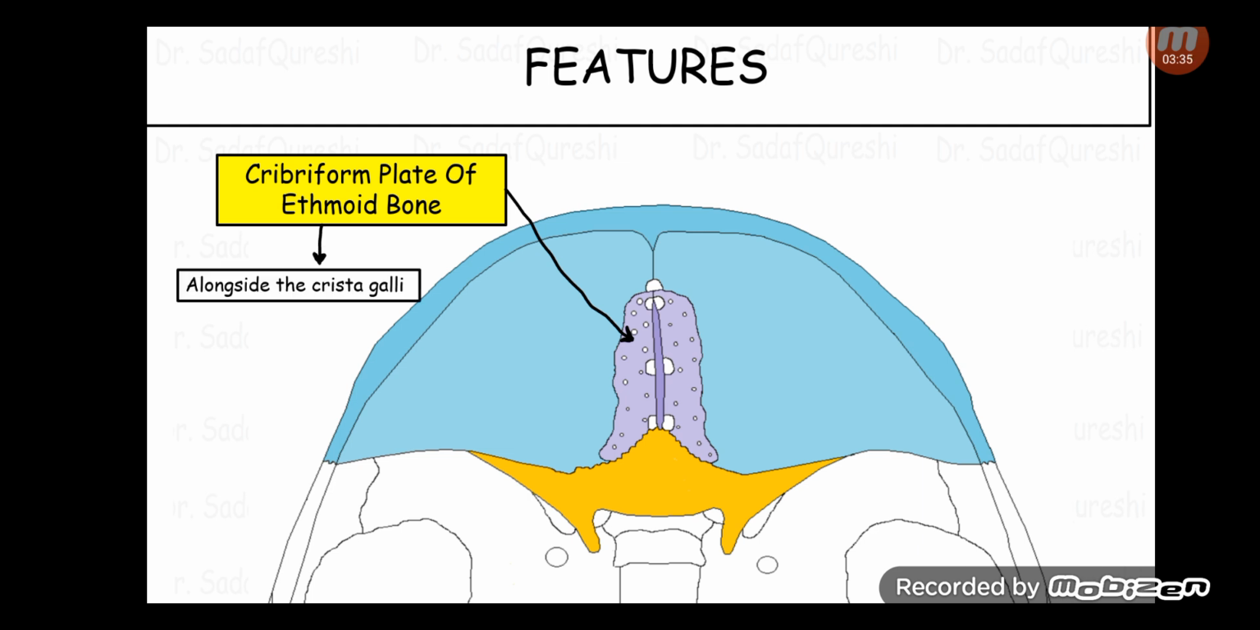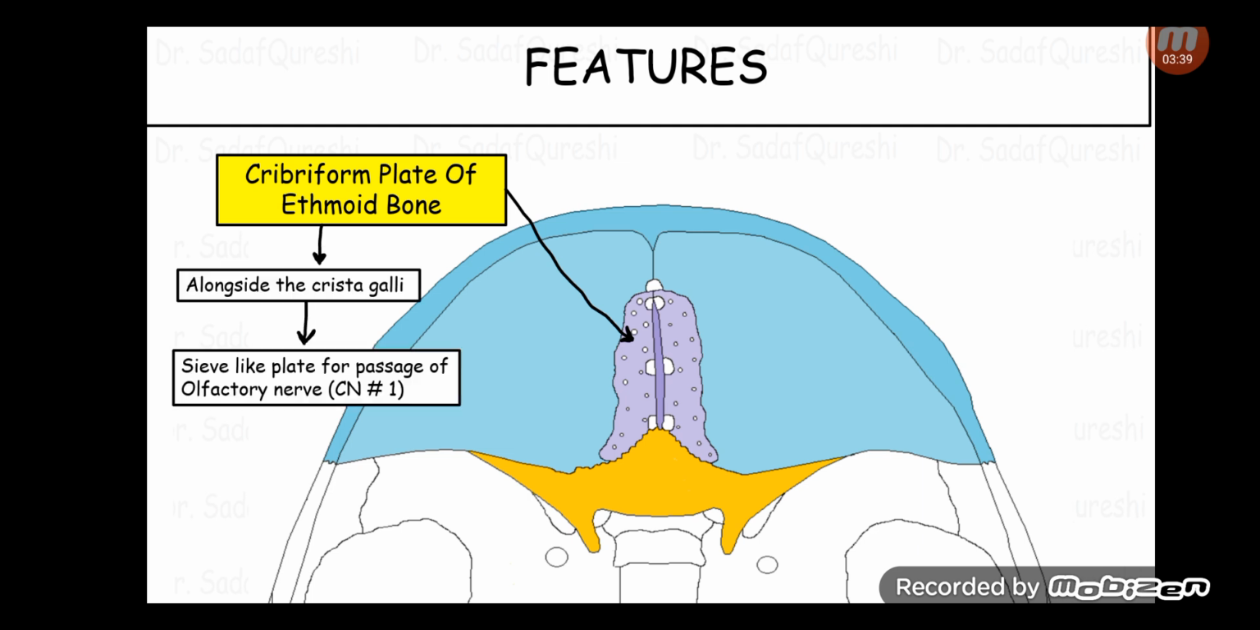The next feature we are going to talk about is the cribriform plate of ethmoid bone. As you can see here in the diagram, it is present alongside the crista galli. It is a sieve-like plate. As you can see in the diagram, there are many holes in the cribriform plate of ethmoid bone, so that's the reason it is called a sieve-like plate. These holes are for the passage of the olfactory nerve, that is cranial nerve number 1. It also supports the olfactory bulb that is present just above them.